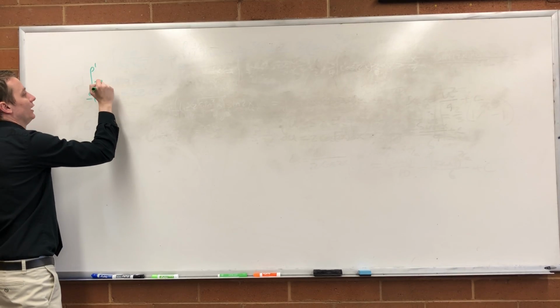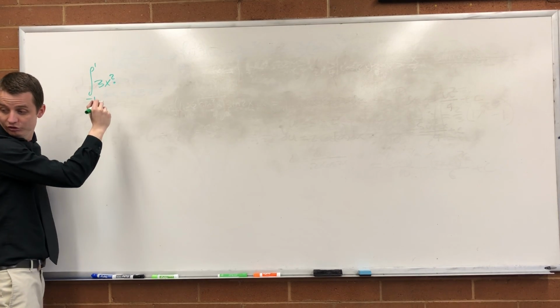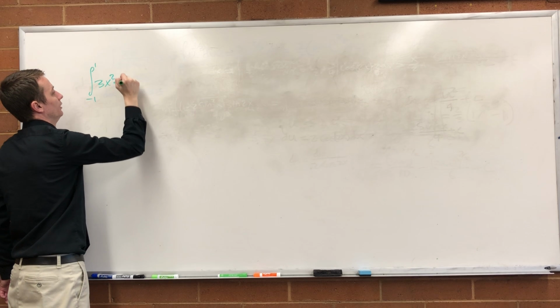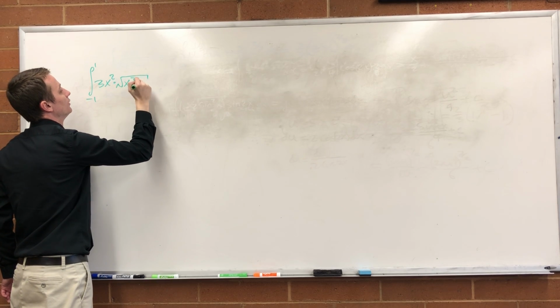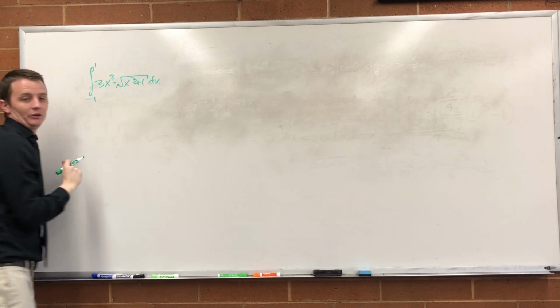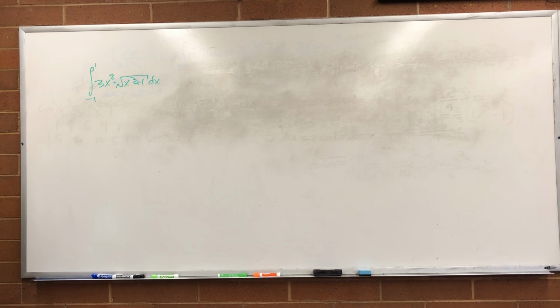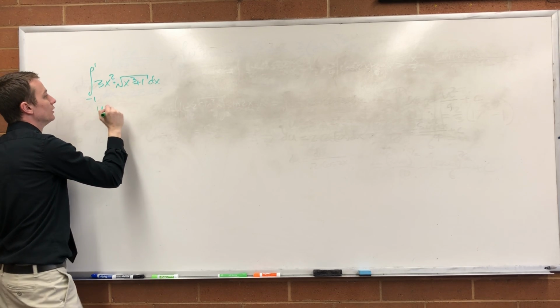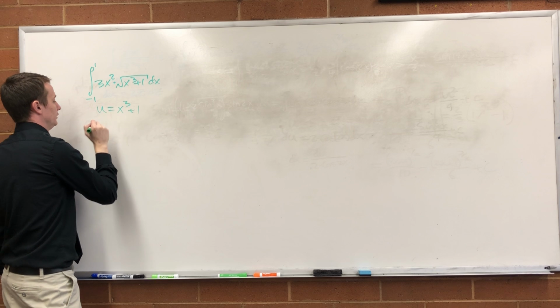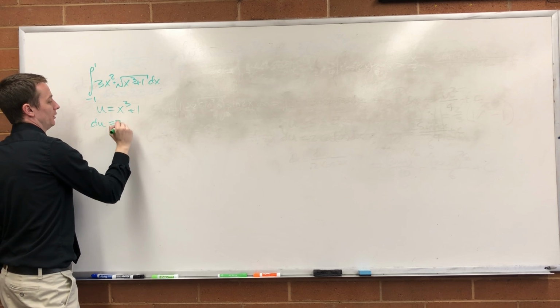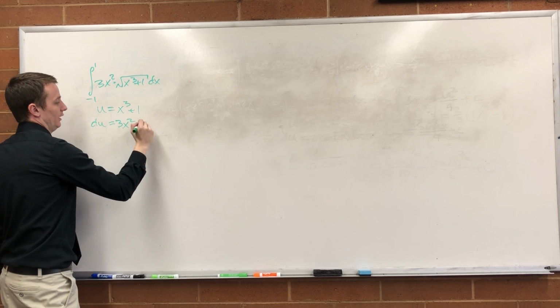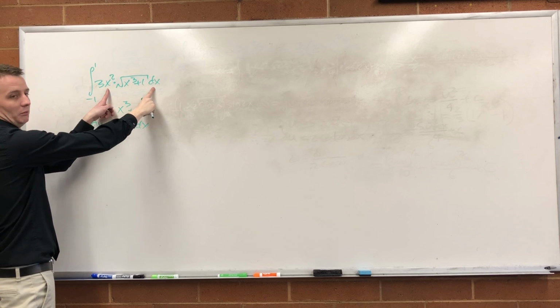So the integral from -1 to 1 of 3x squared times the square root of x cubed plus 1. Okay, what should our u be? x cubed plus 1. Yep. So du is equal to 3x squared dx. So we see those two together give me my du.